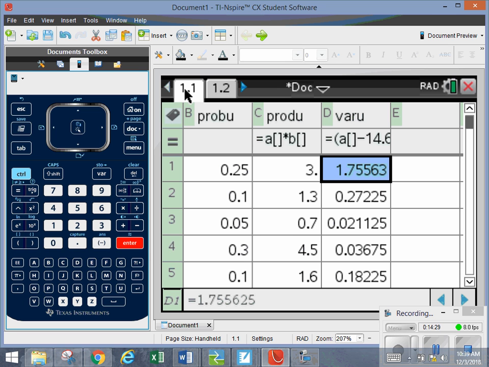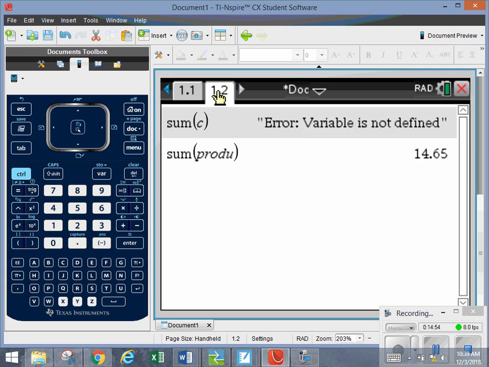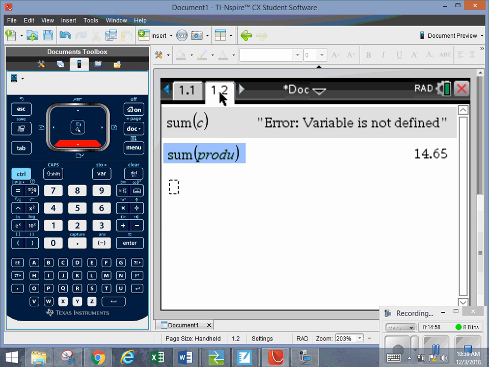Now all we need to do to find our variance is to add all of those things. So we'll find our variance by going to our calculator, and going sum var u. Why are you freaking out today?